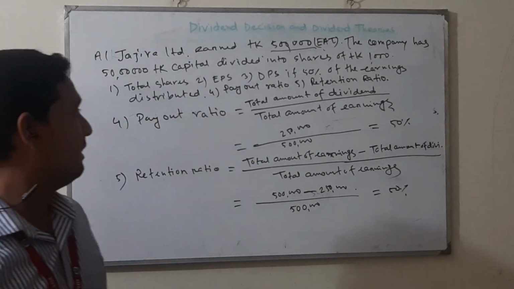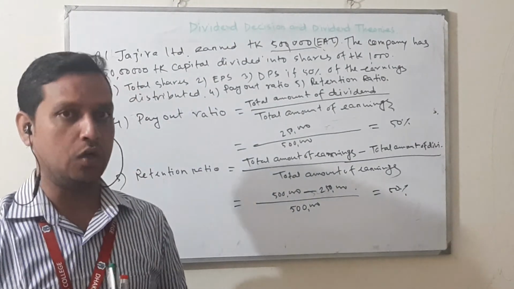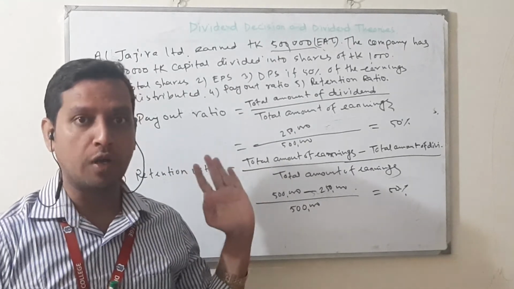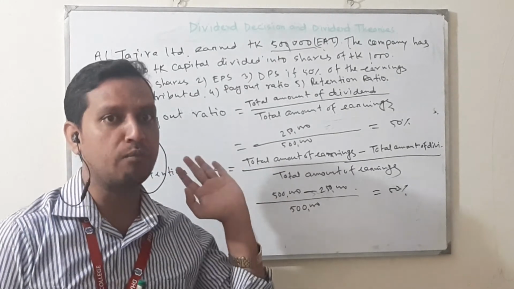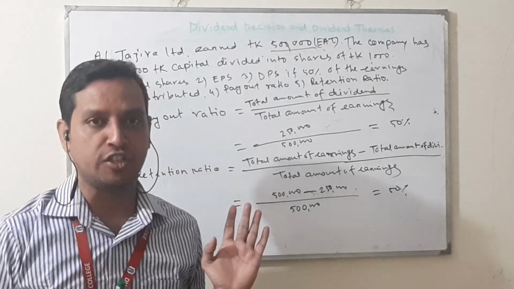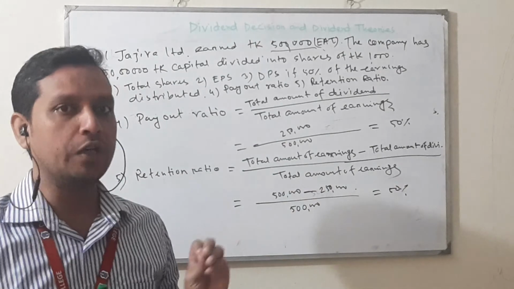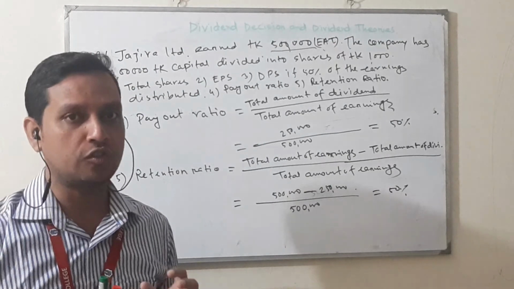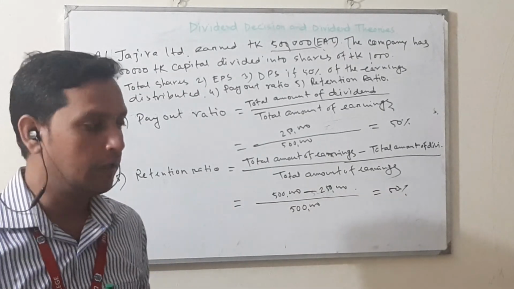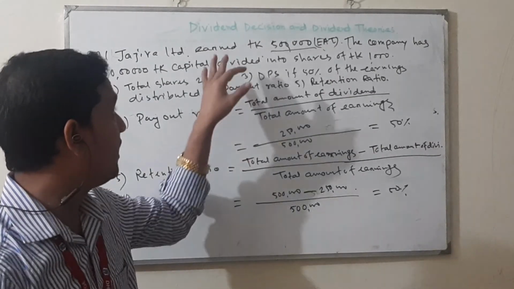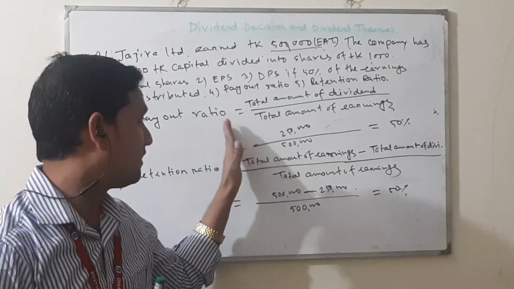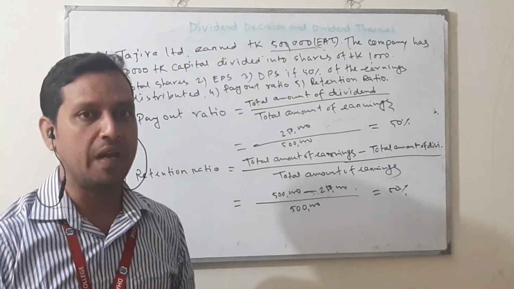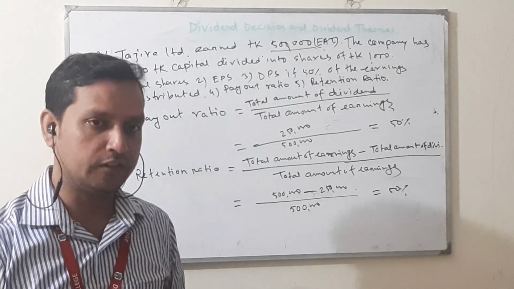So dear students, you see in this question we already found out: one, total outstanding shares; 2, EPS; 3, DPS; 4, payout ratio; and 5, retention ratio. If I give you a question, I advise you to solve it like this math in the dividend decision and dividend theories chapter. You should solve this math.